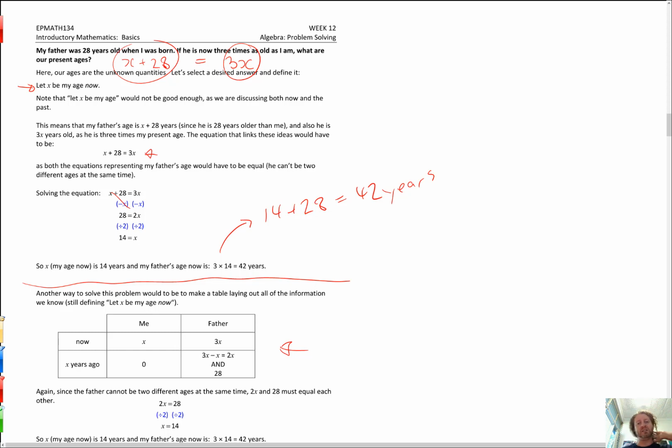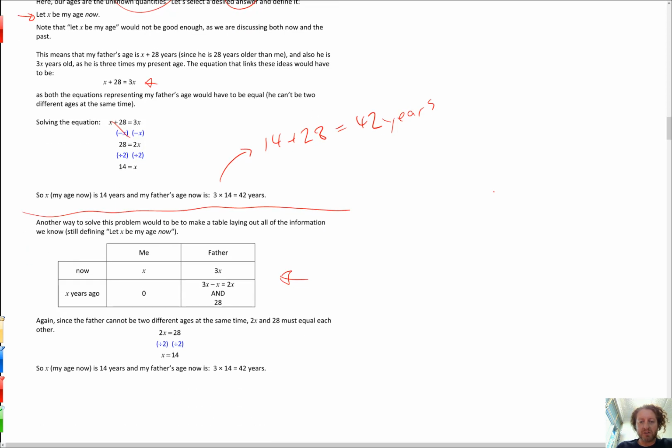Now, truth is, that's a really nice way to go about it. But again, I'm a visual person and I just like to lay out all the variables. Here is when I've done me and my father. My age now, I've defined the same thing. I still let x be my age now. So right now, I know that I'm x and Dad is 3x. The question told me that.